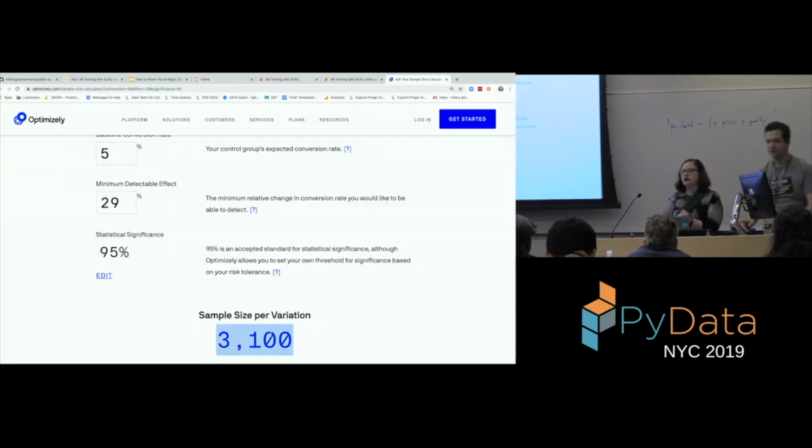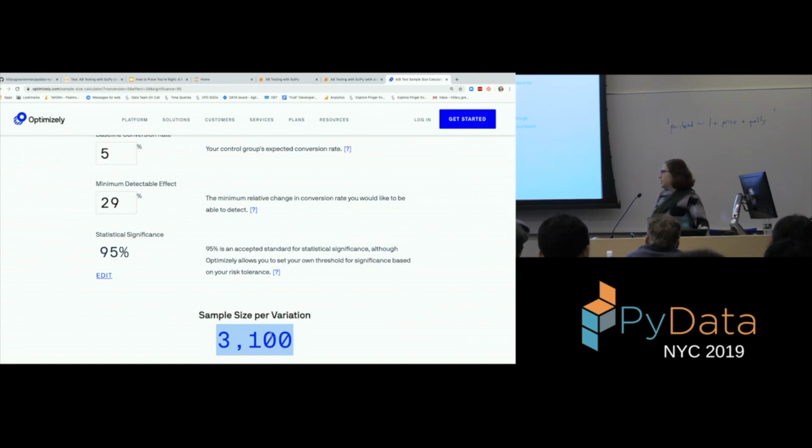Yes. Oh, that's a really good point then. Really good point. Notice that this is per variation. So if it says 3,000, that means you need double that. And that's if you're doing a 50-50 split. If you're doing a 90-10 split, this is the smaller sample size. So you would actually need 10 times as many. That's a really important point.